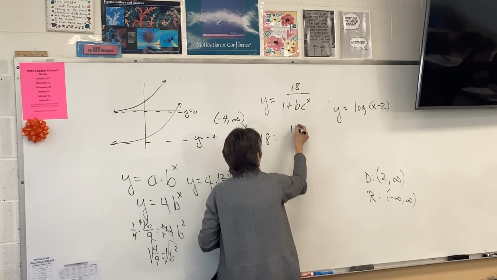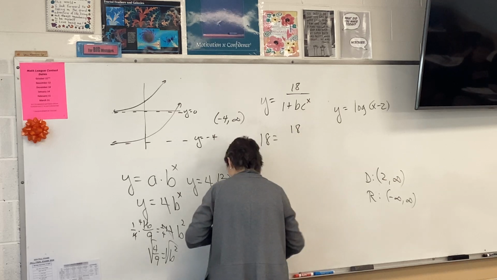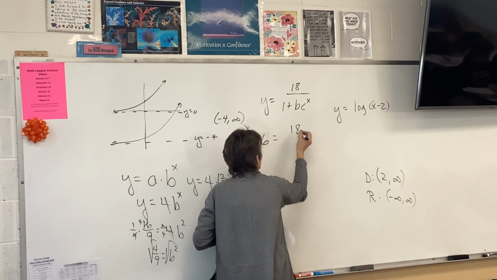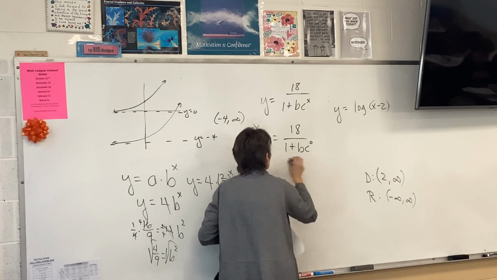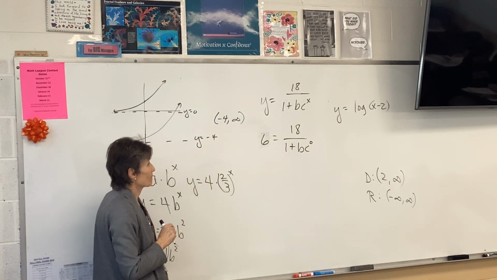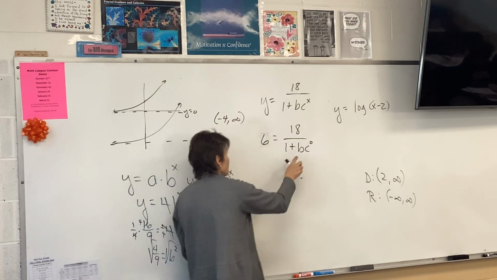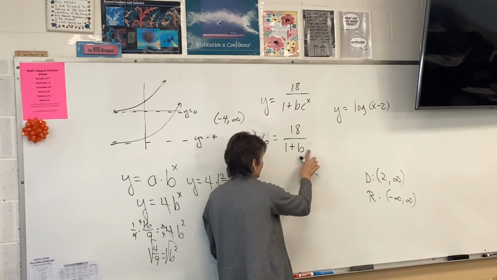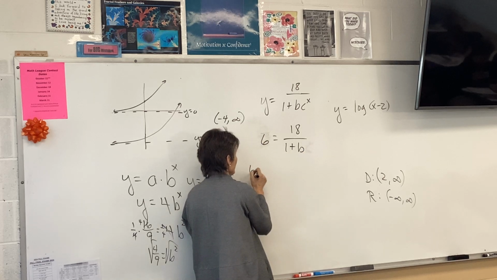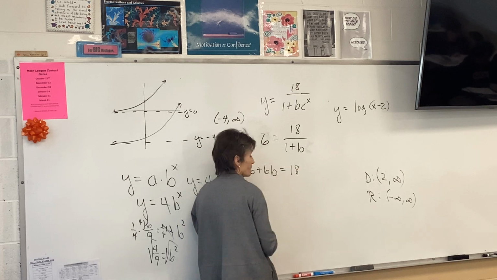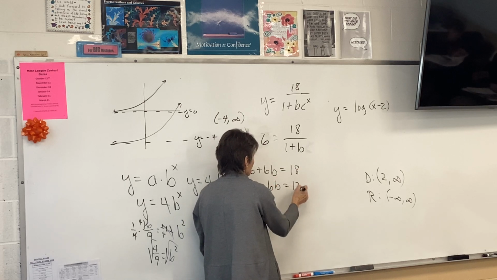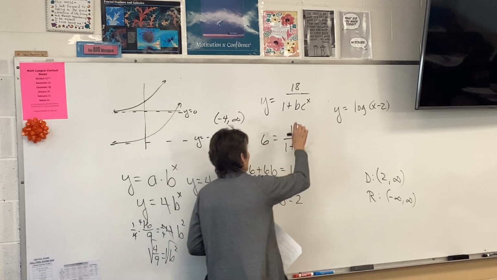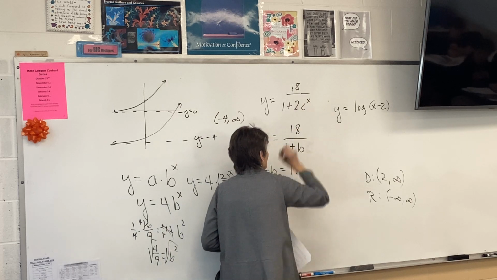No, that's 18, this is 6. So if x is 0, y is 6. 6 plus 6b equals 18. What happens to this right here? That's 1, so it's like it's not even there. So I'll bring this over, subtract 6, and it looks like b is 2. Now we know b is 2.